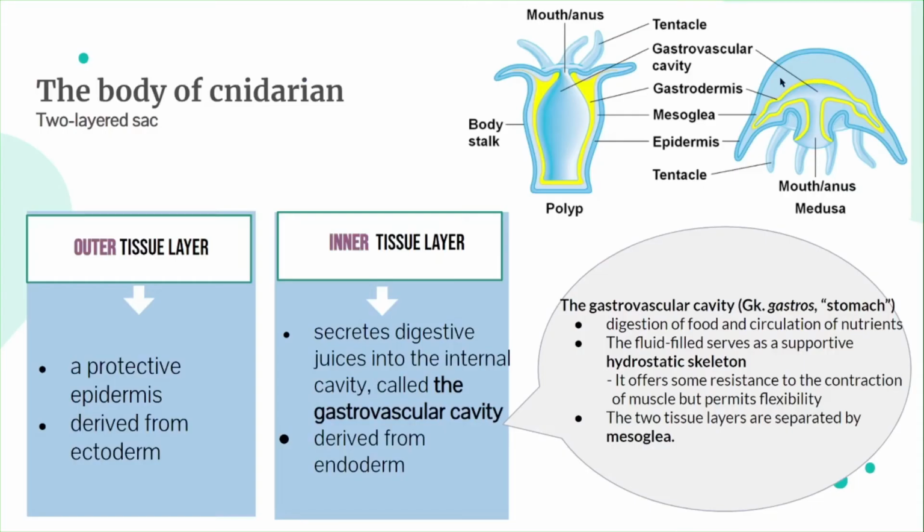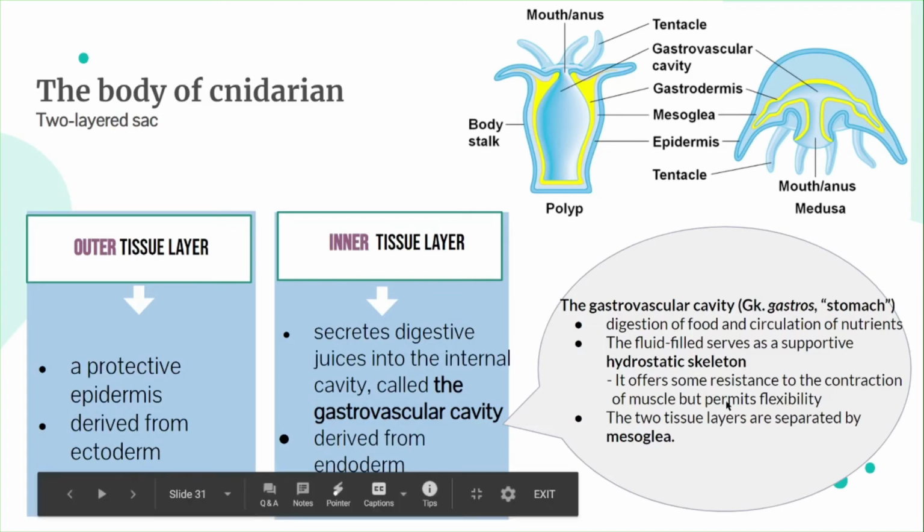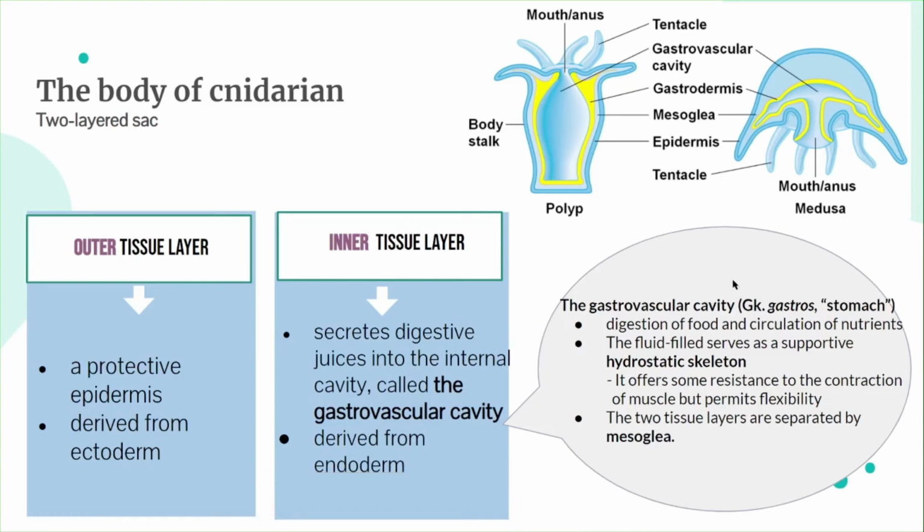We can see the body of a cnidarian has two layers forming a sac. The outer tissue layer acts as a protective epidermis derived from ectoderm, and the inner tissue layer is derived from endoderm, which secretes digestive juice into the internal cavity called the gastrovascular cavity. The gastrovascular cavity helps in digestion of food and circulation of nutrients.